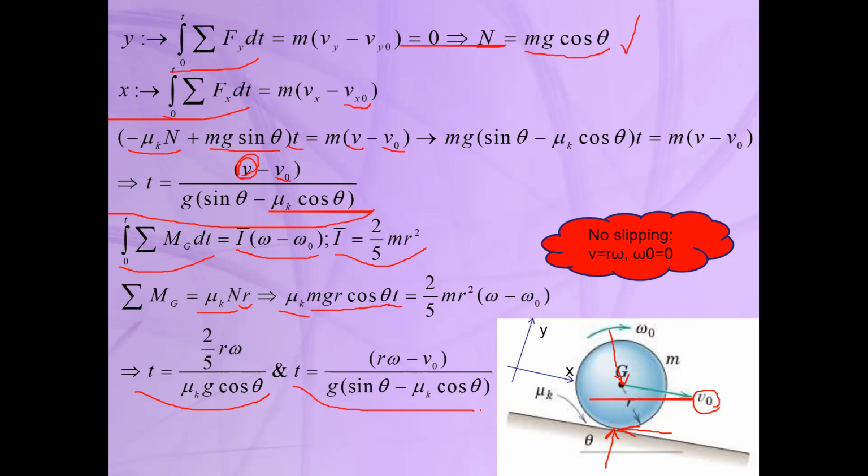So we will have two equations with two unknowns, and we can solve these two equations to find T and omega. From these two equations, we can conclude that T is equal to T. So this term from the first equation is equal to this term from the angular momentum equation. Here, if we solve and simplify these two equations, we can extract omega from these relations.